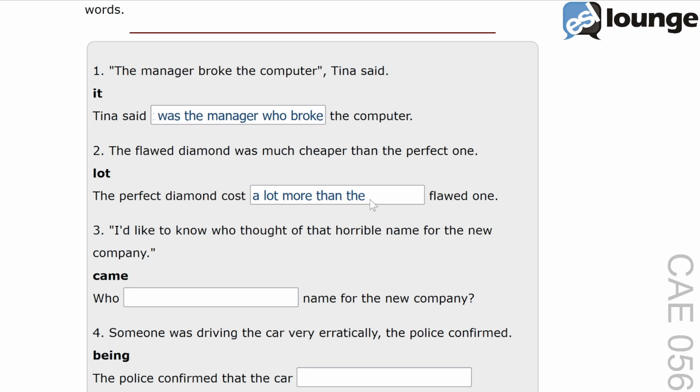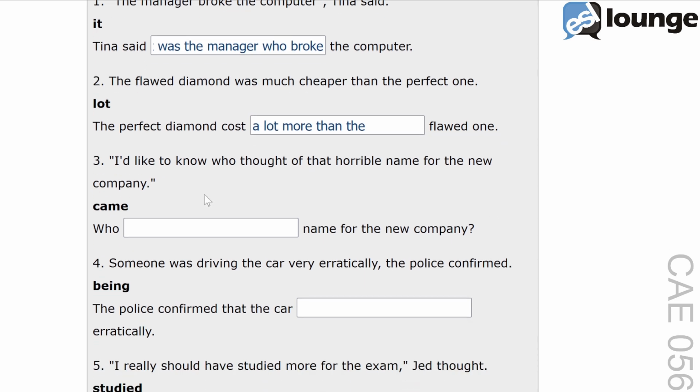Next up, number 3. The original sentence is, "I'd like to know who thought of that horrible name for the new company." The keyword is "came". And the second sentence is, "Who blank name for the new company." The correct answer is, "Who came up with that horrible name for the new company."